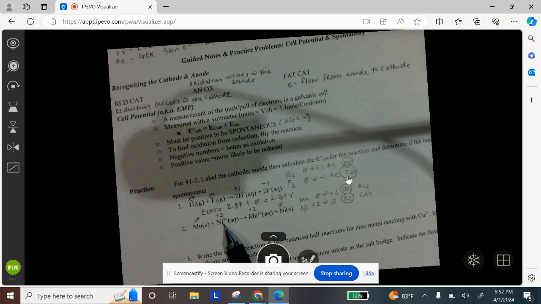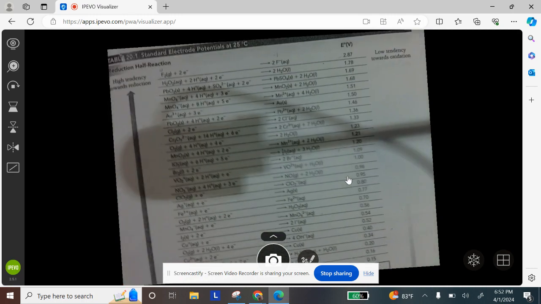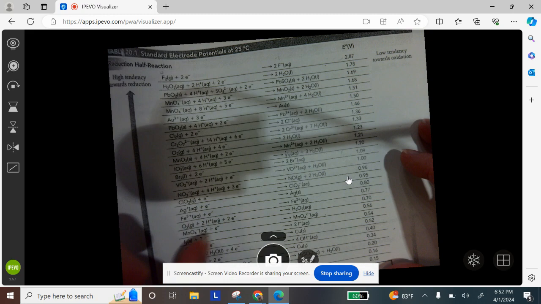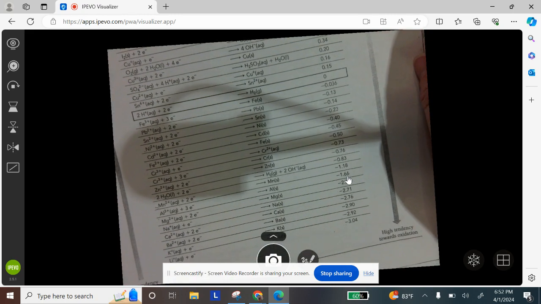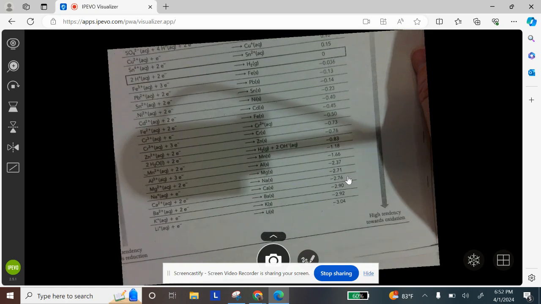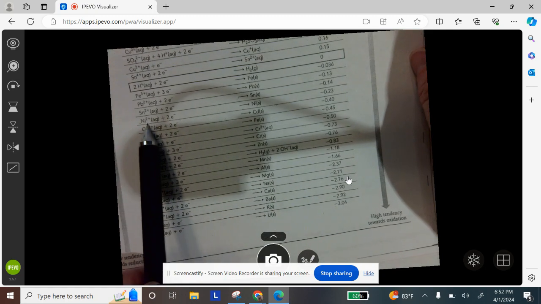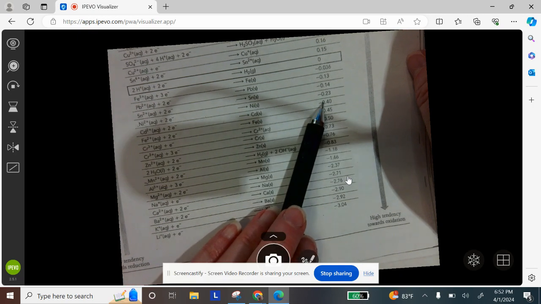It goes from nickel +2 to 0. So let's look at our sheet here and see if we can find nickel +2 to 0. So it's down here. You can't see it. Hold on. It's lower on the sheet. I just lost it. Where is it? Right here. Okay. So there's nickel. It's going from nickel +2 to 0. So it's -0.23. So we're going to put that there.